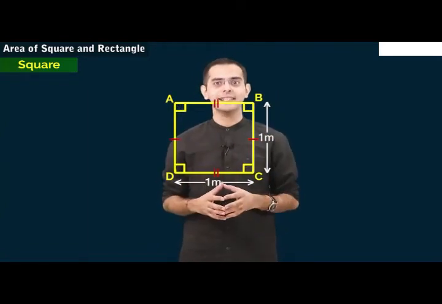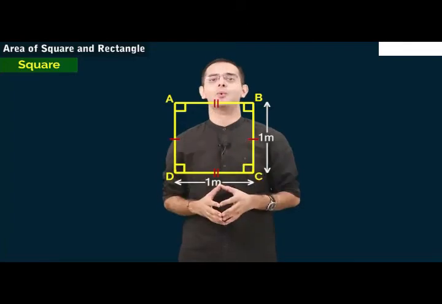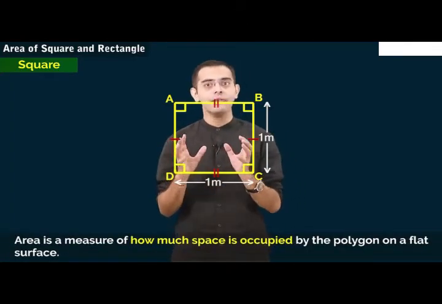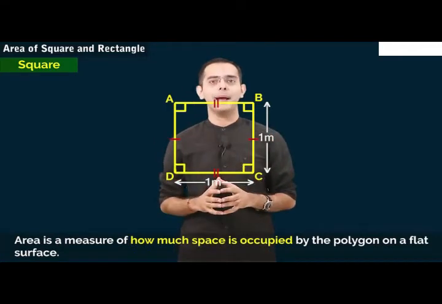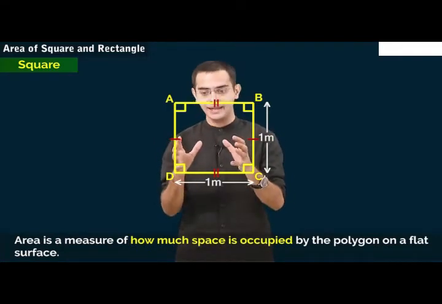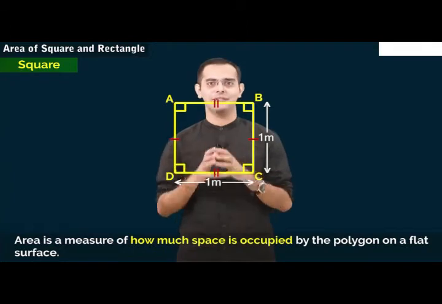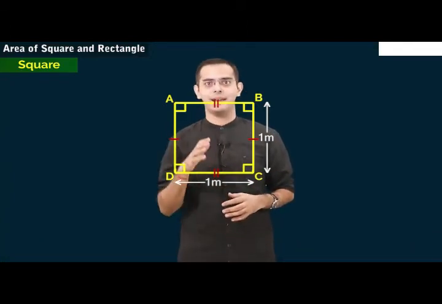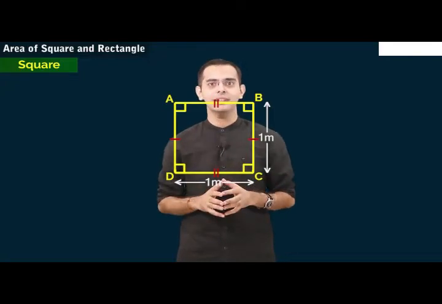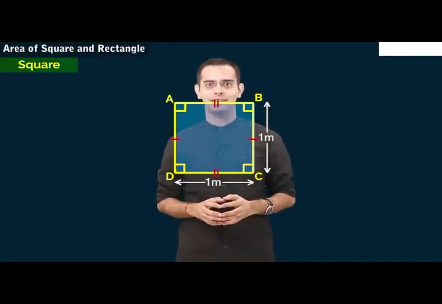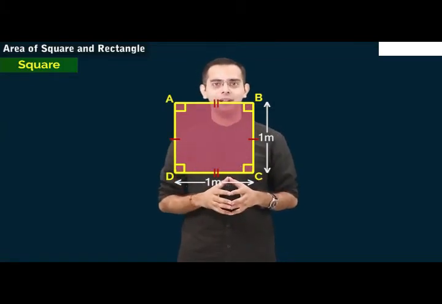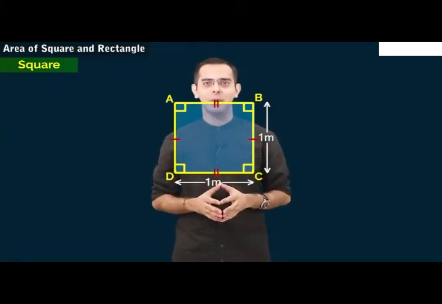Now the question arises, what is the area of this square? Well, in simple language, area is a measure of how much space is occupied by the polygon, such as a square in this case, on a flat surface. So this much amount is the area of the square. And to make it clearer, let's color this portion. So this colored portion is the area of the square. But this is just a theoretical thing to understand.